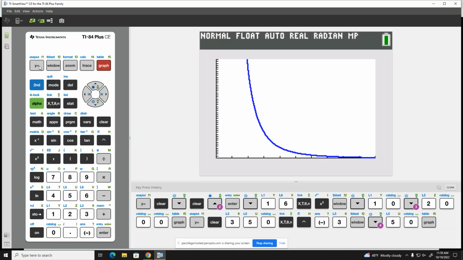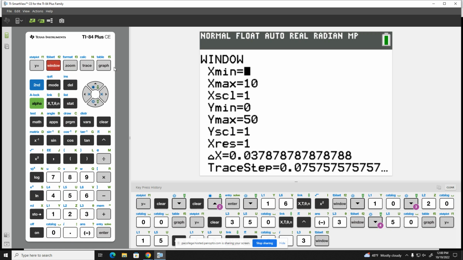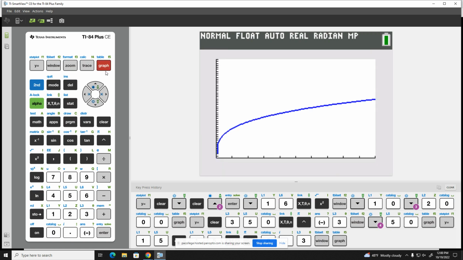So back to my calculator, y equals 15. Let me clear and start over. 15x to the 0.3 power. Window was the same, so 0 to 10, 0 to 50, and then I'll take a look at the graph. Oh, wow, totally different graph. So this graph is concave down and would look almost like a logarithmic function.